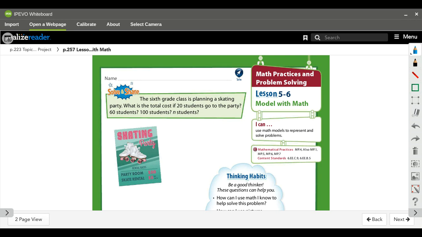Now, this doesn't always mean a diagram or a picture. It could be an equation. It's showing your mathematical thinking, how you found your answer, and going from there.